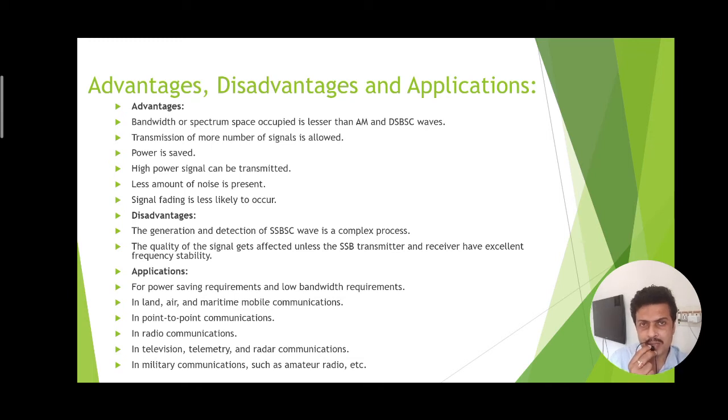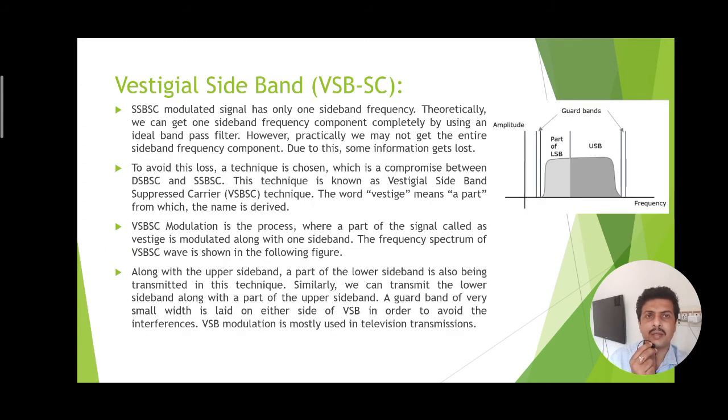Regarding the application of SSB-SC signal, for power saving requirement and low bandwidth requirement, it could be utilized in land, air and maritime mobile communication systems, point-to-point communication, radio communication, television, telemetry, radar, military communication such as amateur radio. In many applications, this SSB-SC signal could be utilized.